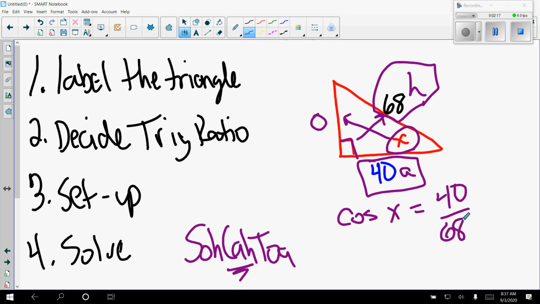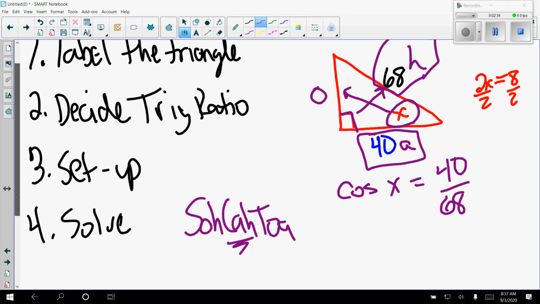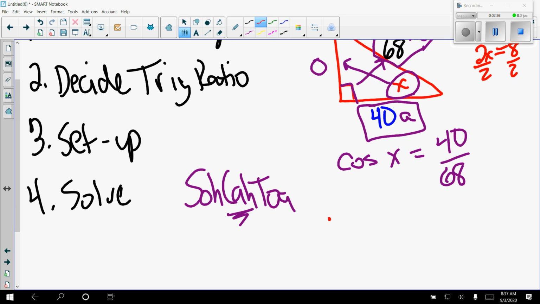Now, remember going back to algebra. If you had an equation, I'm going to write it in red right here. Let's say 2x equals 8. To solve that, you would divide by 2, right? Why do you divide by 2? Because it's the inverse of multiplying by 2. So to get rid of this cosine, and I'm going to write it out longhand right now, but I'll shorten it after a while, we do something called the cosine inverse.